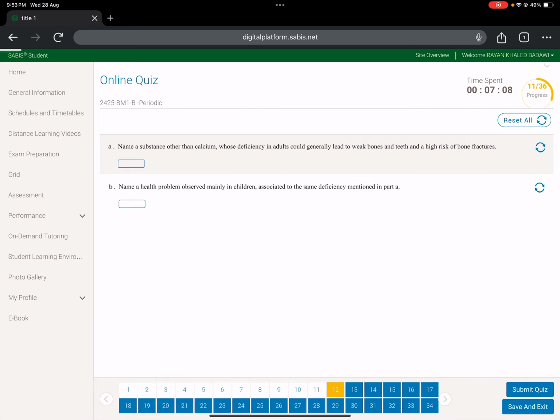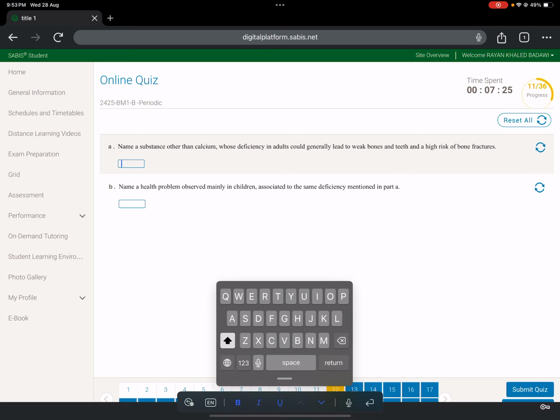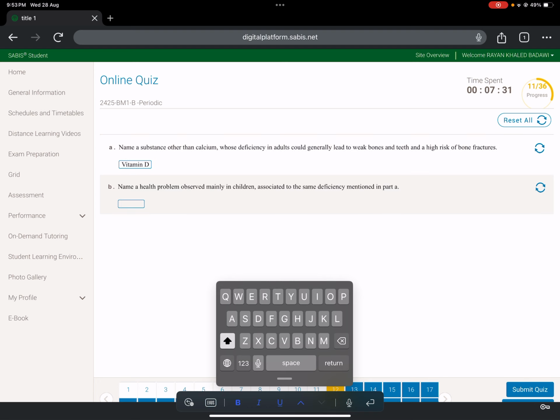Okay, let's go next. Name a substance other than calcium whose deficiency in adults could generally lead to weak bones and teeth and a high risk of bone fractures. Remember, we said there are two nutrients that are important for our bones. First, we have calcium, and we also have vitamin D. But remember, what was the role of vitamin D? Vitamin D allows us to absorb calcium. So we're absorbing more calcium, so we have healthier bones. And if we have a deficiency of vitamin D, usually found in children, they're going to be diagnosed with rickets, not rockets.